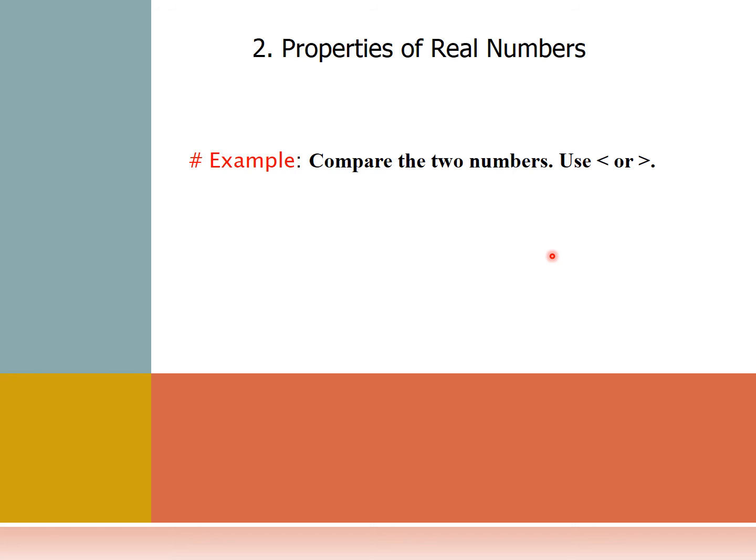For lesson number 2, properties of real numbers. Example: compare the two numbers, use less than or greater than. Number 1, we have negative 4 and negative square root of 4. Negative 4 is less than negative 2 because square root of 4 is 2, and you know that negative 4 is less than negative 2. B, we have 9 and square root of 75. So 9 is greater than square root of 75.